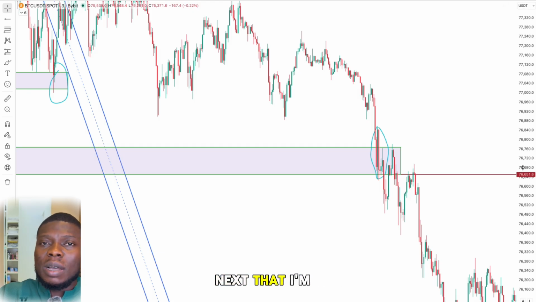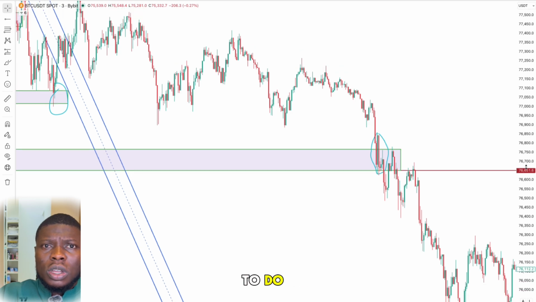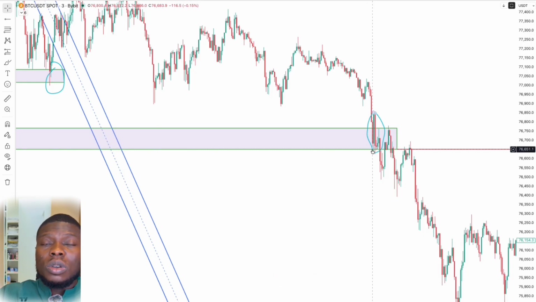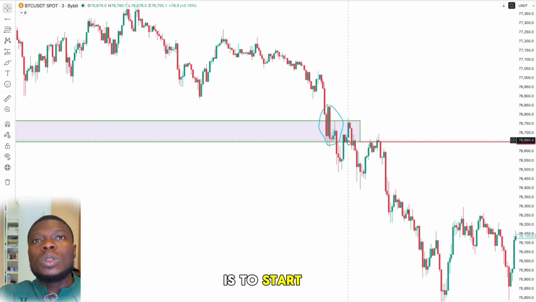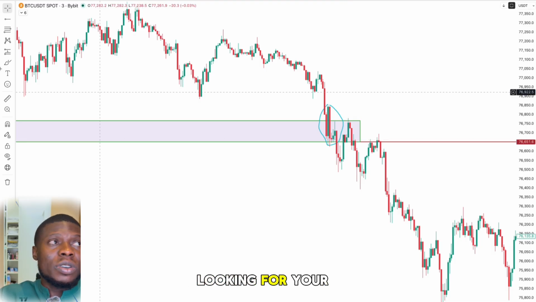So what is next that I'm going to do at this moment? Because it's not done yet. With the strategy, we've only gotten to a quarter of what you're going to do. Where the work lies now is, after finding this bullish candlestick, what next are you going to do? The next thing is to start looking for chart patterns. I'll show you how you start looking for your chart pattern.